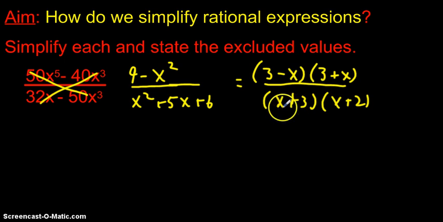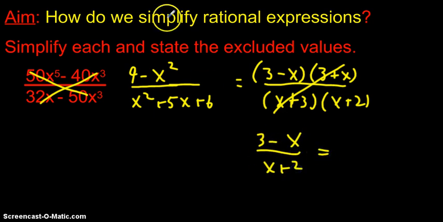Alright, so we cancel these out. Negative 3 is what made this undefined before, so our final answer would be 3 minus x over x plus 2 when x is not equal to negative 3. Alright, so these two expressions are equal if you mention this. Because negative 3 was not an option here, it should not be an option in its simpler form.